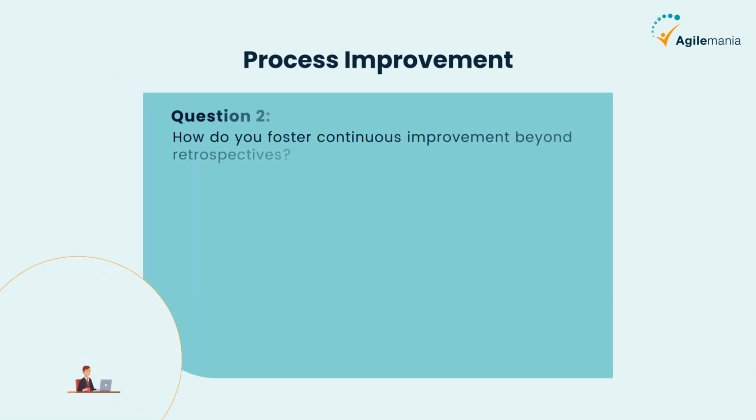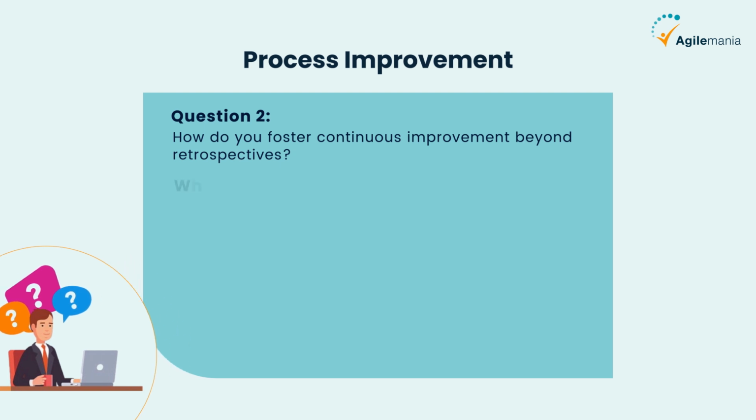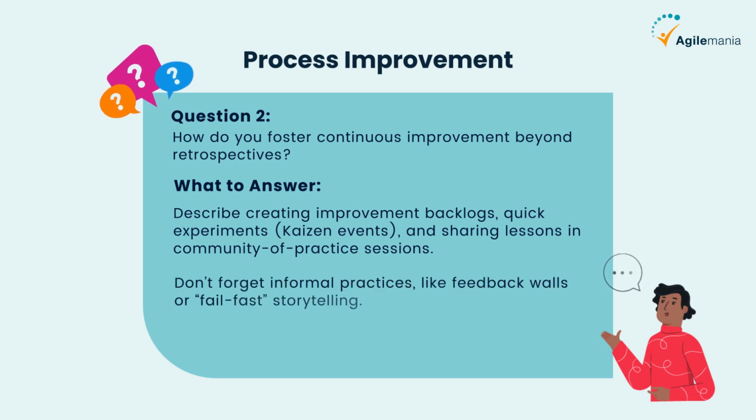Question 2. How do you foster continuous improvement beyond retrospectives? What to answer? Describe creating improvement backlogs, quick experiments, Kaizen events, and sharing lessons in community of practice sessions. Don't forget informal practices, like feedback walls or fail-fast storytelling.